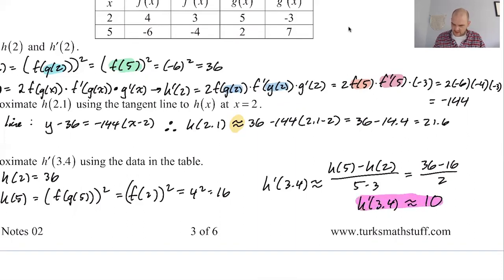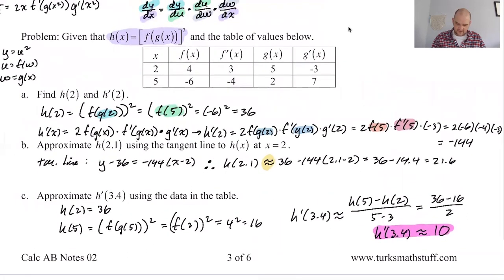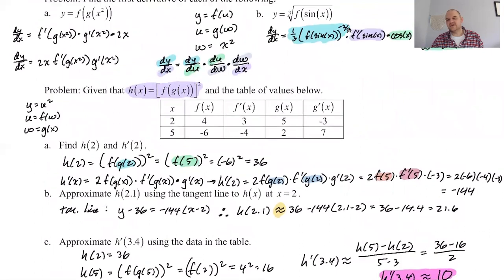So should I check it? Probably. Am I going to? I don't know. g of 5 is definitely 2. f of 2 is definitely 4. 4 squared is definitely 16. I don't know, I feel pretty good about it. I tried my best. That's all anybody asks.